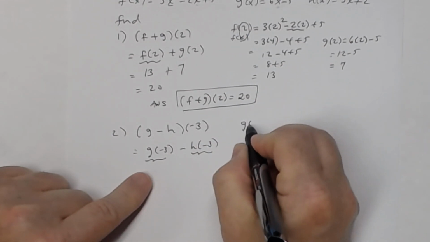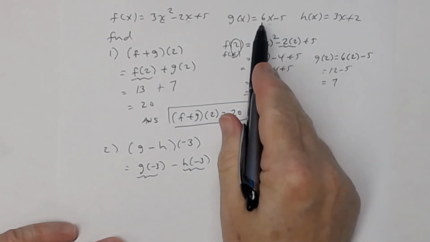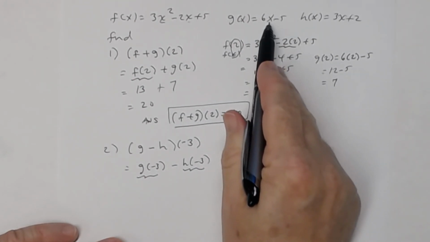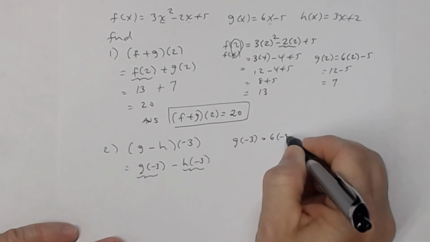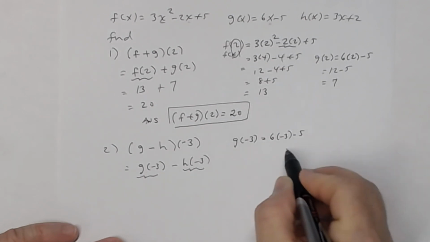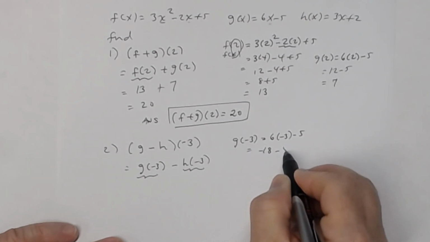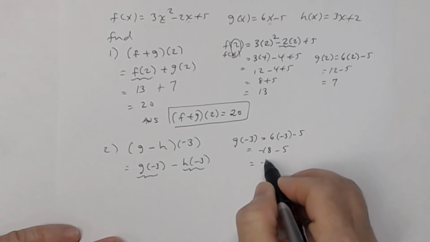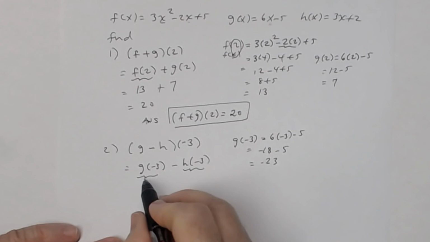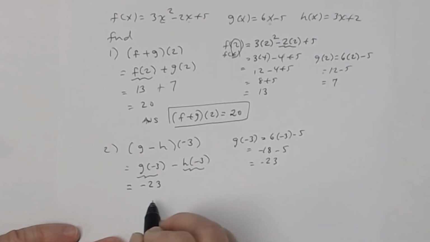So here's your work, g of negative 3. You go to your function g, and where we see the variable x, you substitute negative 3. So that becomes 6 times negative 3 minus 5. 6 times negative 3 is a negative 18, and a negative 18 and a negative 5 is a negative 23. So g of negative 3 is going to be negative 23.